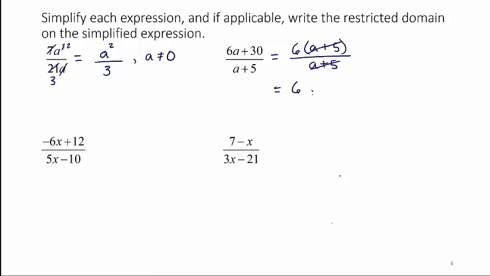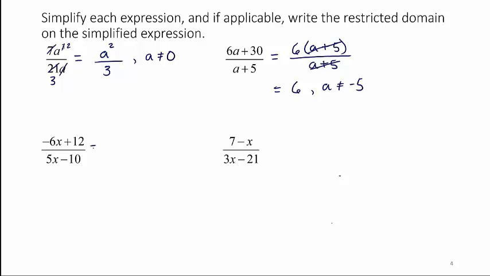But what do I also have to say? A can't be -5, can it, right? Because in the original expression, you would have said, well, if a is -5, that makes the denominator 0. So we also have to list that restriction. Okay. All right, so down below here, we have -6x plus 12 divided by 5x minus 10.